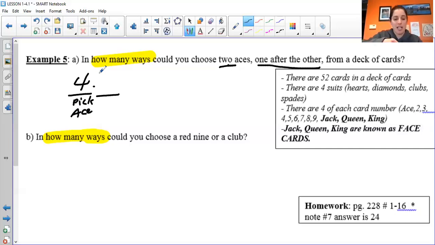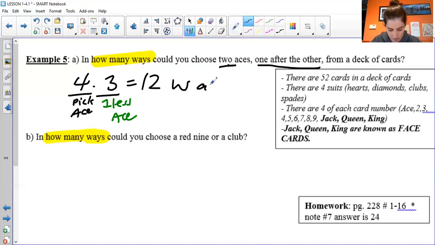So if I've picked that first ace, and here it is in my hand, how many aces remain in the deck? Well, I've used an ace. There's 1 less ace because you've picked out an ace, so it's 3. So 4 times 3 is 12 ways. So this is choosing 2 things. I'm picking an ace, then I'm picking another one. So it's dependent. Pick one, pick another.